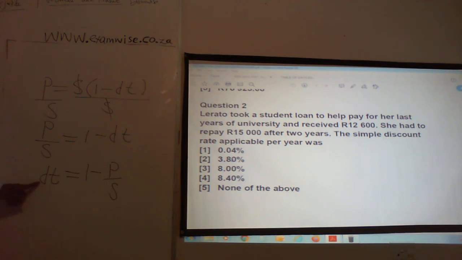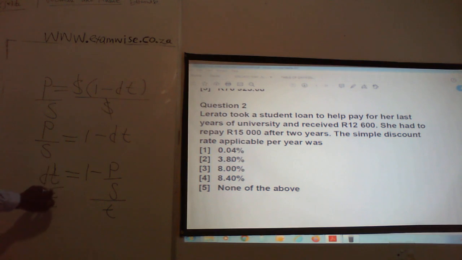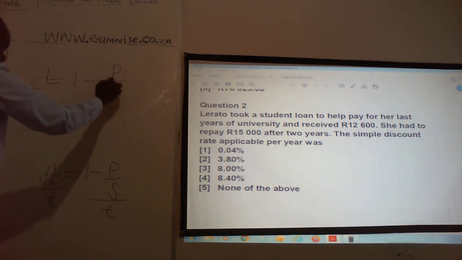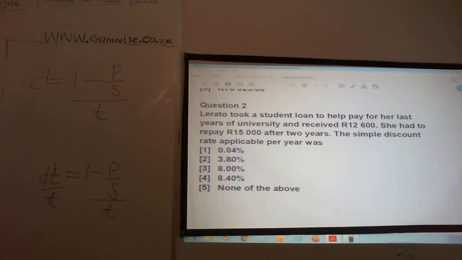So it will be minus P over S. But what we need on our left hand side is D only. So we have to divide here by T, then here we also divide by T, so that this T and T will cancel each other. Then our formula for D will be D is equal to 1 minus P over S, divided by T. So that is how we derive the formula for D.